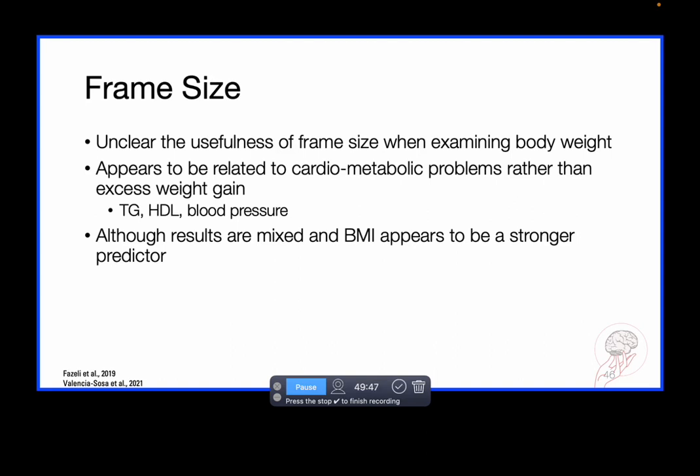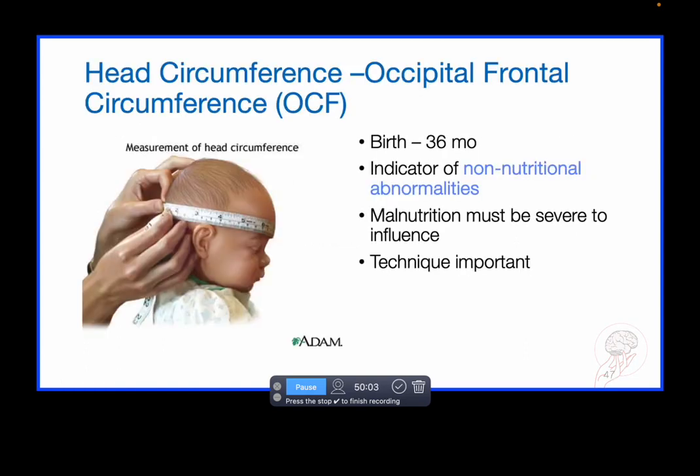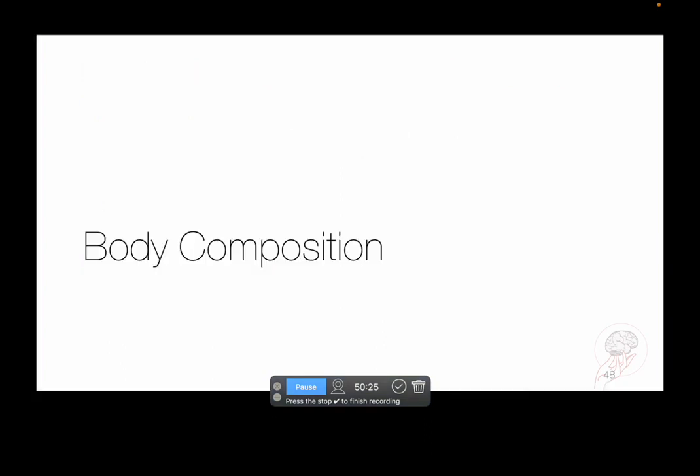This has fallen out of favor, but frame size used to be very popular. It's unclear the usefulness though. It appears to be related to cardiometabolic problems, but the results are mixed, and BMI appears to be a stronger predictor. So I'm just briefly going to touch on this because we won't measure head circumference. Head circumference is really important, but it's an indicator of non-nutritional abnormalities. Malnutrition has to be extremely severe. So technique is also important. So this is an anthropometric, but it's not one that we use.